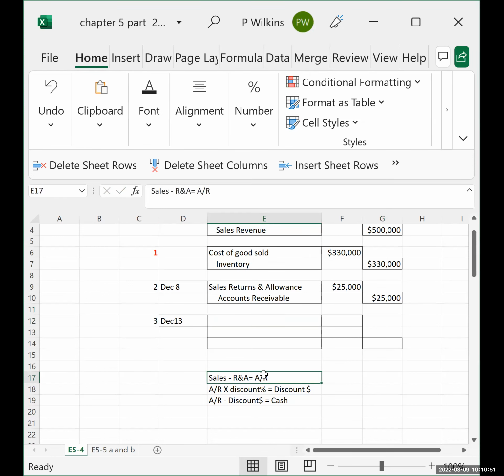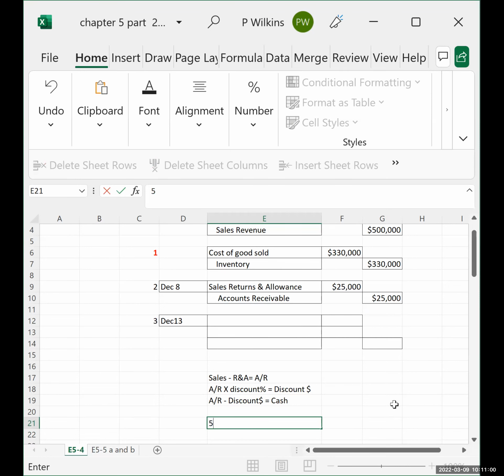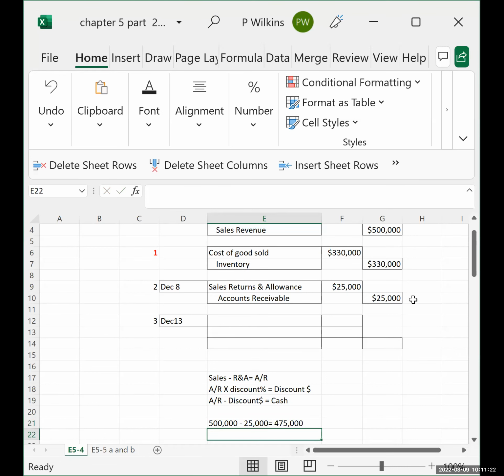So December 13th, but we have to do the math to figure out the entry, right? And so below here, I have the little formula. So we start with our sales, right? What our sales were. So our sales were $500,000, right? Minus any returns or allowances. And we had an allowance of $25,000. So we're going to subtract the allowance of $25,000. There we go. And that's going to give us an accounts receivable number of $475,000.